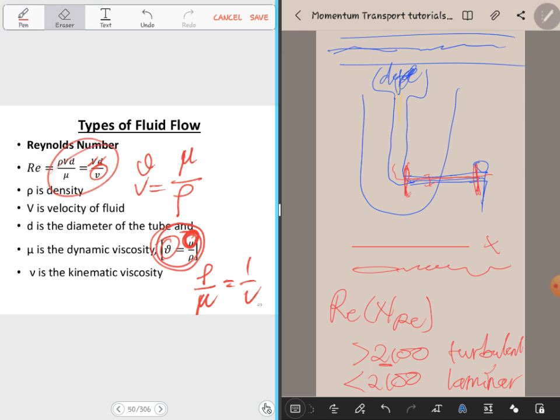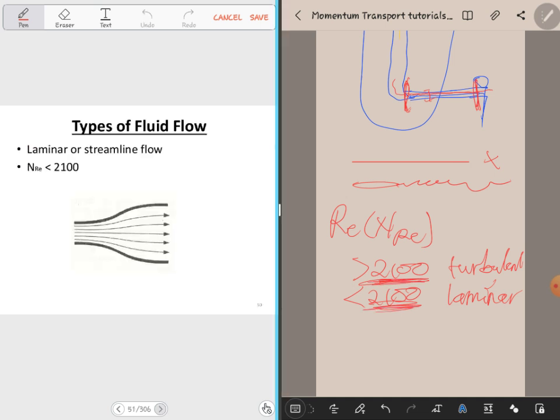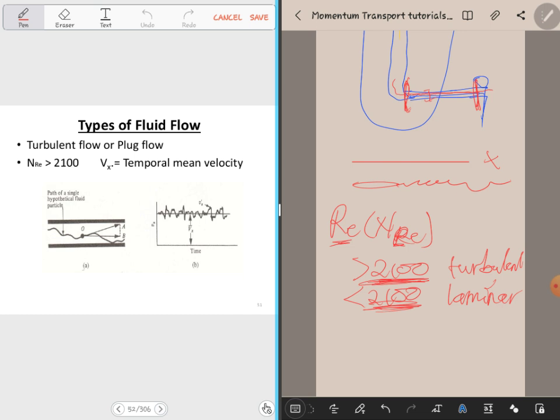But this equation is very important. Try and understand it. I was just giving a gist here, but try and understand it and know these values too: greater than 2100 is turbulent, less than 2100 is laminar. So it's been said here again, right? We have a laminar flow, laminar less than this. You see RE or NRE, they are the same thing. And turbulent is more than this. There's the mean velocity.